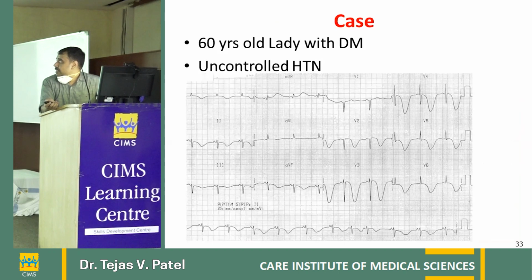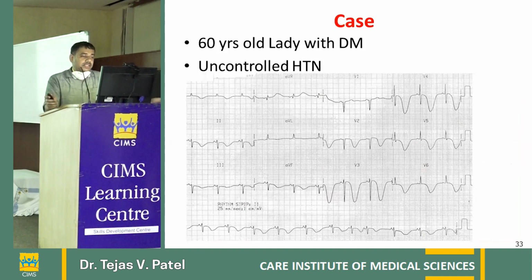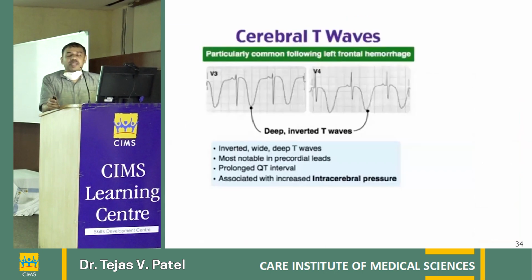And I think this is the last case, a 60 years old lady with diabetes and uncontrolled hypertension. This is the ECG. ICH. Why ICH? Subendocardial ischemia? Uncontrolled hypertension leading to some neurological problem. Right, Minesh is right. So this is a cerebral T wave.